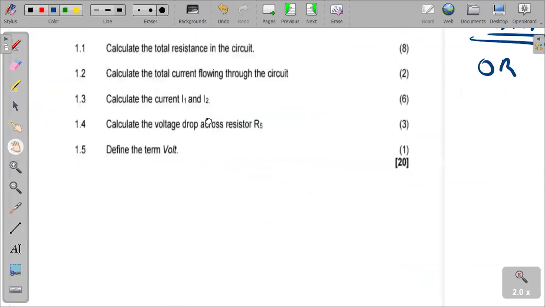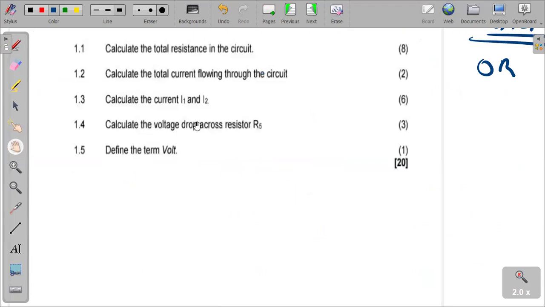The next question is saying define a volt. So a volt is defined as the potential difference that exists across a resistance of 1 ohm when a current of 1 ampere is passed through it, right? So that's basically the volt. Okay, let's quickly go to the next question.